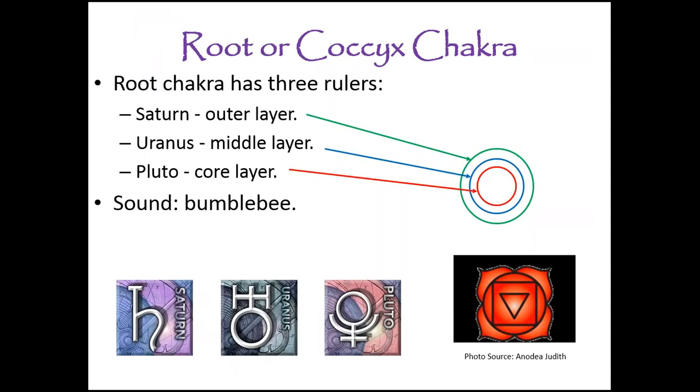So from this method, when we look at the root or coccyx chakra, it has 3 rulers. Saturn rules the outer layer, as you see here in green. Uranus rules the middle layer, as you see here in blue. And Pluto rules the core layer or the nucleus, as you see right here in red.